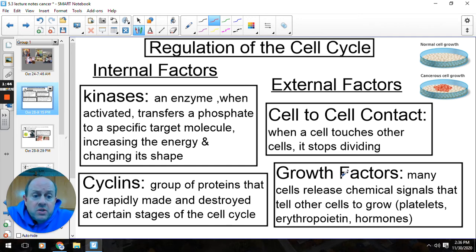Another one is the growth factors themselves, and these are oftentimes chemical signals that are released by a cell and tell other cells to grow. When you get a cut, you release platelets, and so you grow as many platelets as you can quickly to help stop the bleeding and to help replenish the platelets that were used in the bleeding.